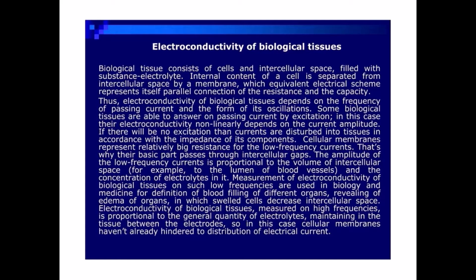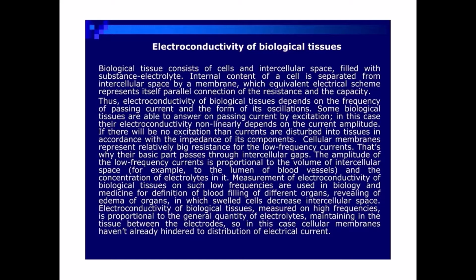Cellular membranes represent relatively big resistance for low frequency currents. That's why their basic part passes through intercellular gaps. The amplitude of the low frequency currents is proportional to the volume of intercellular space, for example, to the lumen of blood vessels, and the concentration of electrolytes in it. Measurement of electroconductivity of biological tissues at such low frequencies is used in biology and medicine for definition of blood filling of different organs, and revealing of edema of organs, in which swelled cells decrease intercellular space.